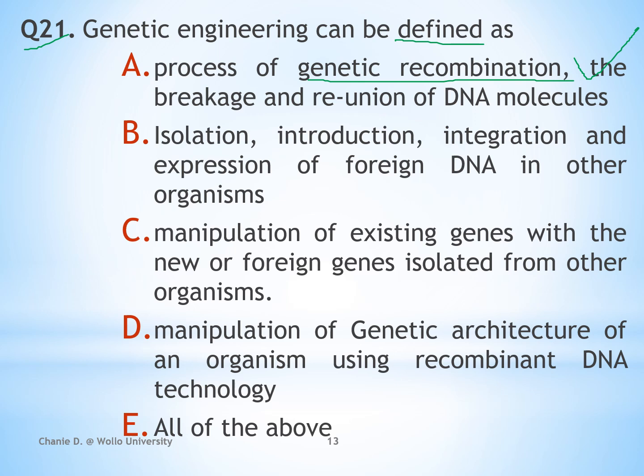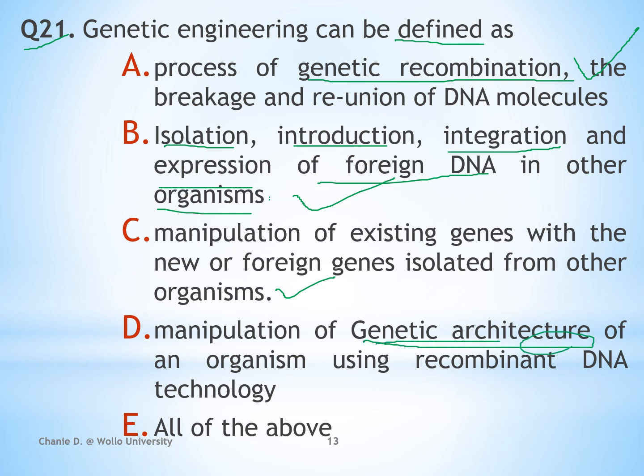B, genetic engineering is isolation, introduction, integration, and expression of foreign DNA into another organism. This is towards the formation of transgenic plants. That is a correct definition of genetic engineering. This is correct also. C, manipulation of existing genes with new or foreign genes isolated from other organisms. This is gene manipulation to improve its traits against adverse environmental factors. So C is also correct. D, manipulation of genetic architecture.